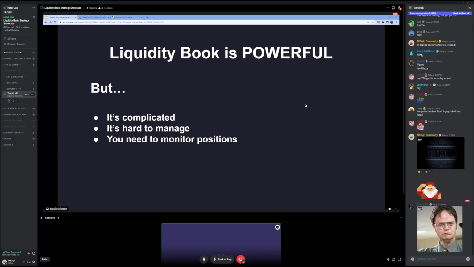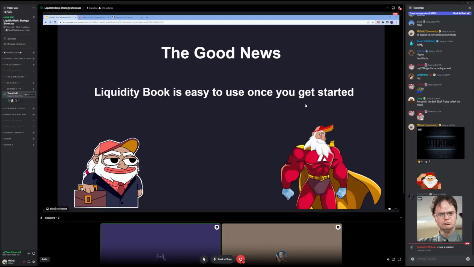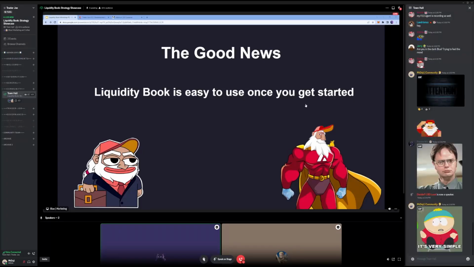You have to monitor your active liquidity when it's deposited into Liquidity Book. And while this all may seem confusing and hard to grasp initially, the good news is, and we've seen evidence of this within the community, once you start to understand what's on the UI, how to deposit and deploy liquidity, how to execute your strategies, it does get easier. It is, I would say, the easiest AMM to use when you want to deploy your active liquidity. It's way more flexible as well.